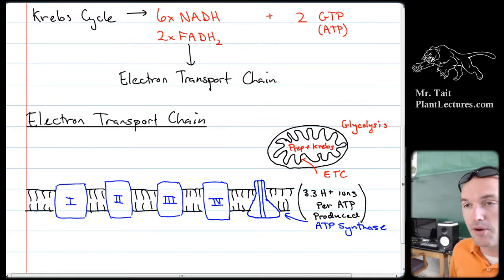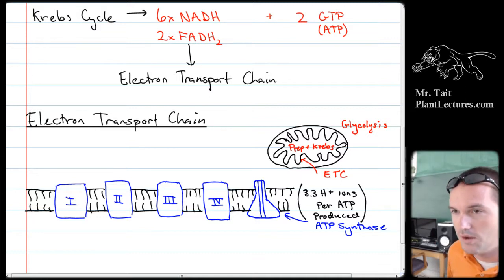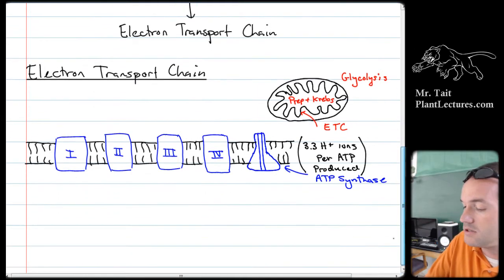This is embedded in the inner membrane of the mitochondria. So basically what happens here is we are going to take the high energy electrons from our two high energy electron carriers, which are NADH and FADH2, and we are going to enter them into this chain of protein complexes. And different protein complexes are going to do different things.